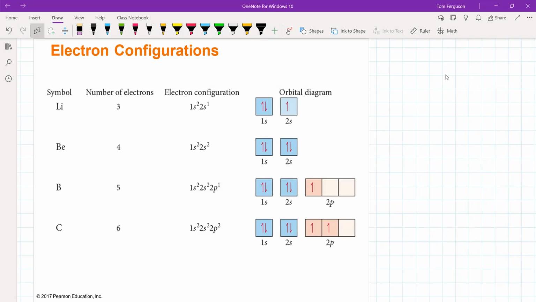How many valence electrons does beryllium have? 2. Okay, so this is the highest shell number, so those automatically become valence electrons. Anything less than 2 is core. How many electrons are in the core? 2. So 2 valence, 2 core. Now, sometimes you have a whole bunch of valence electrons. Sometimes you have very few.